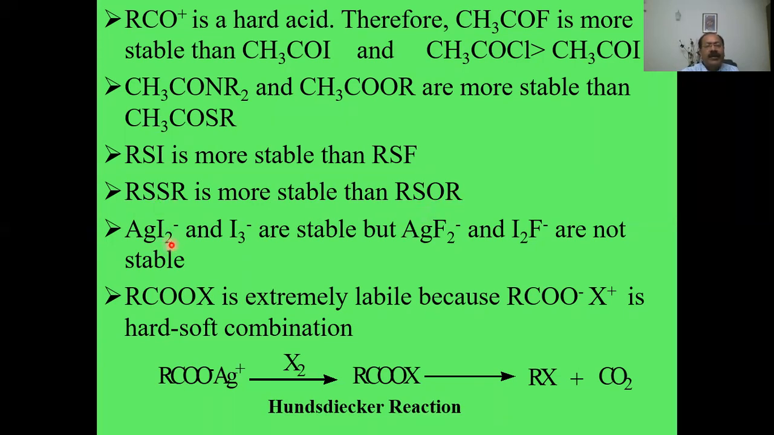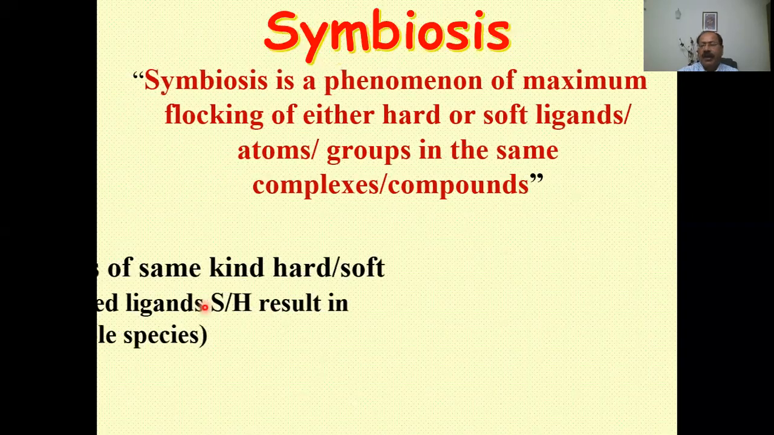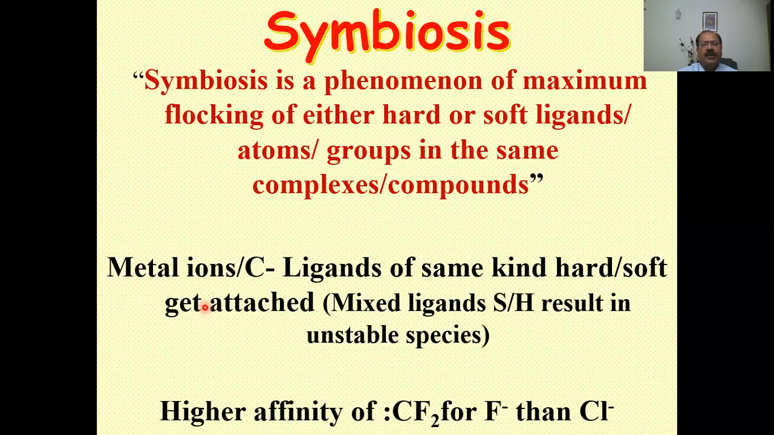Silver iodide, AgI3 minus, I and I3 minus are more stable, but AgF2 and I2F are not stable. Same, because it's a soft-hard combination. And we know in the Hunsdiecker reaction, the reaction easily goes by displacement of the corresponding halide because of this hard-soft acid-base combination.